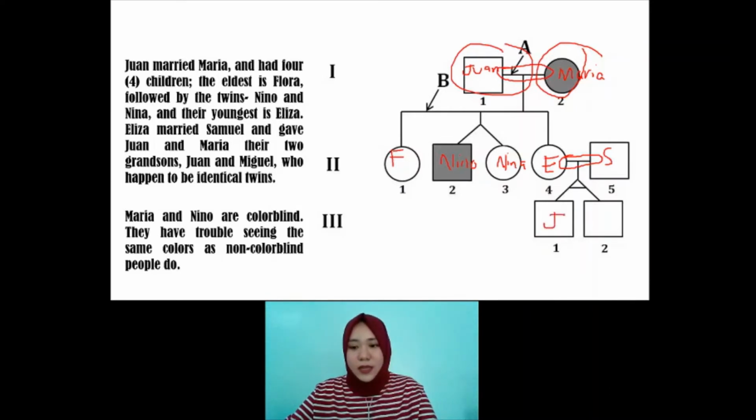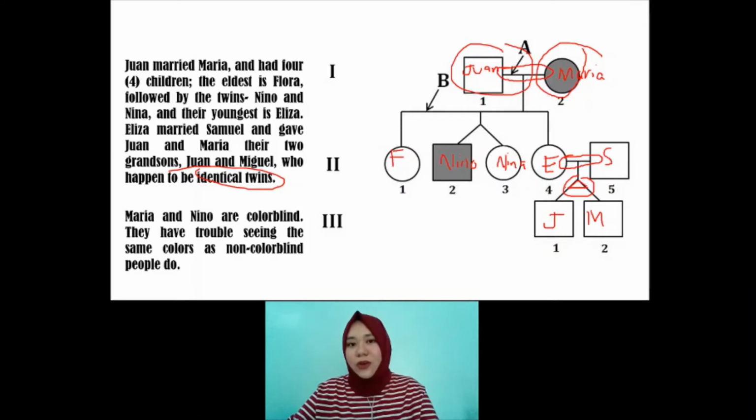So this is Juan and then this is Miguel. So they are both males. That's why they are represented by boxes or squares. Now, it says here that they are identical twins. So do you see this symbol here? Kanimurag triangle and then naay murag line. This is the symbol representing identical twins.